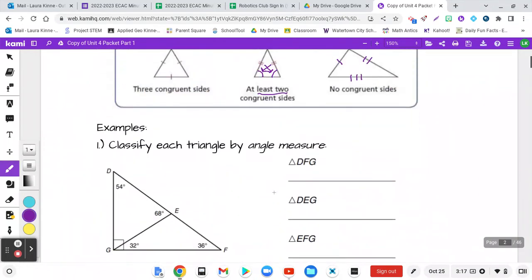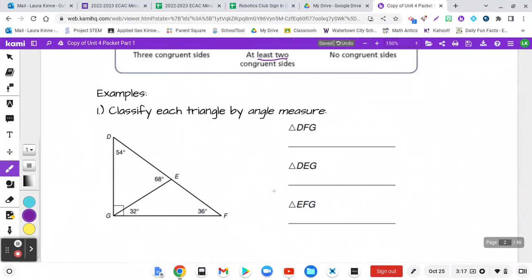Okay, so let's look at a few examples. The first one, classify each triangle again by angle measure. So we're talking acute, obtuse, right, or equiangular. All right, so triangle DFG. DFG, that's that whole angle. So we have angle measures of 54, 36, and 90. Because remember that square represents 90 degrees. So we have a right triangle.